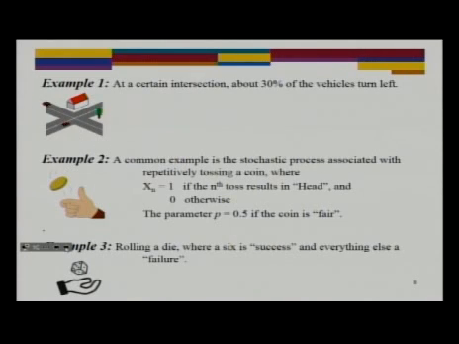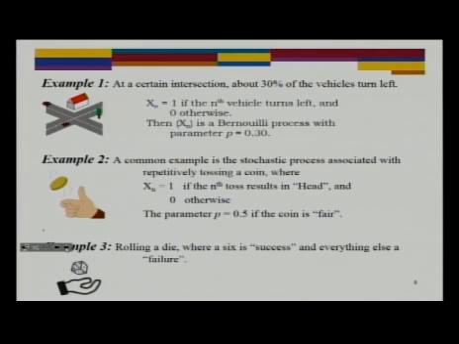So let's take an example for the Bernoulli process. First, at a certain intersection of two streets, let's say about 30% of the vehicles turn left. So in this case, if we define X of n equals 1 if the nth vehicle turns left and 0 otherwise, then X of n follows a Bernoulli process with parameter p, p equals 0.3. Is that correct?